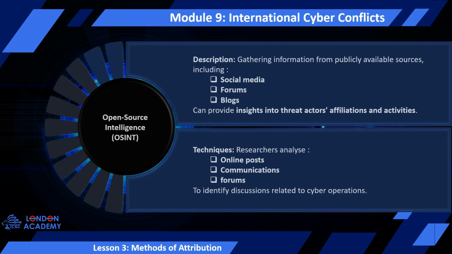9. Open source intelligence, OSINT. Gathering information from publicly available sources, including social media, forums, and blogs, can provide insights into threat actors' affiliations and activities. Researchers analyze online posts, communications, and forums to identify discussions related to cyber operations.